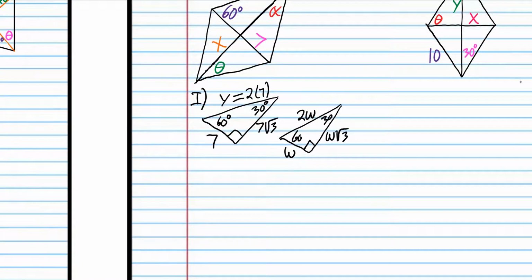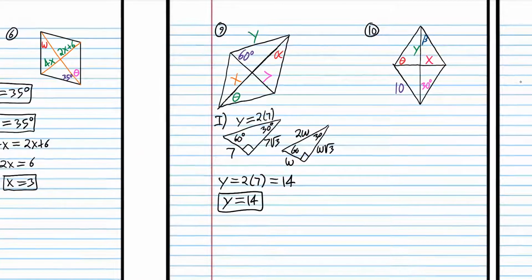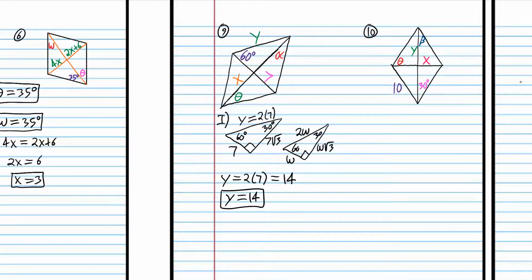All right, so y is 2 times 7, which is 14. So y is 14. So we found y. Now, we know we have this side. We found this side is 7 root 3. 7 root 3 there. So that means that this side must be 7 root 3 too, because the diagonals bisect each other. So, forgot to write step 2 there. Actually, that was step 1. So step 2, x must be equal to 7 root 3.